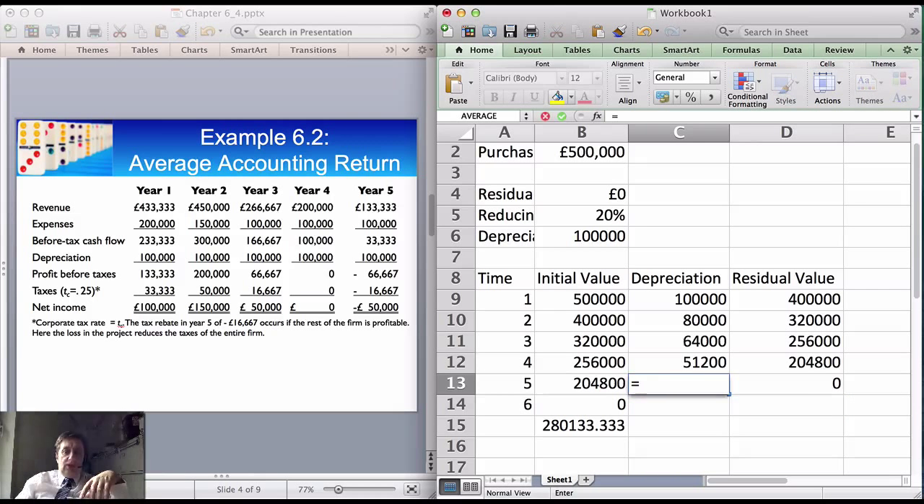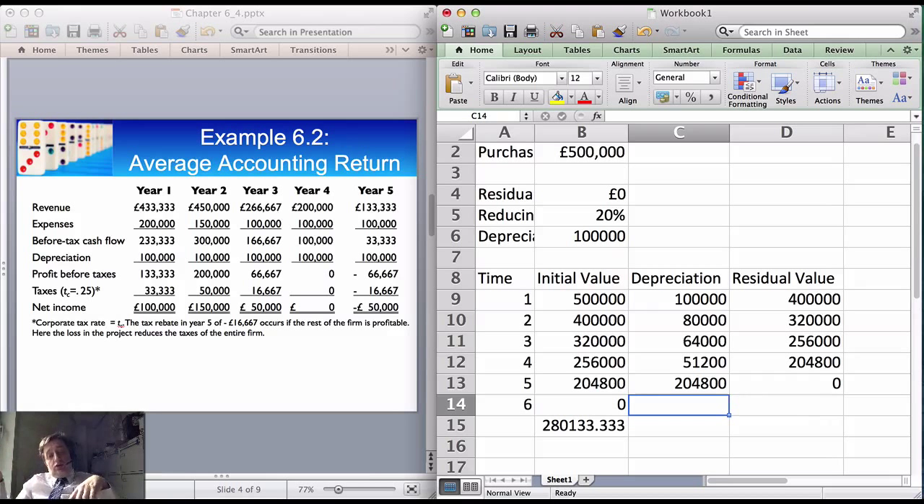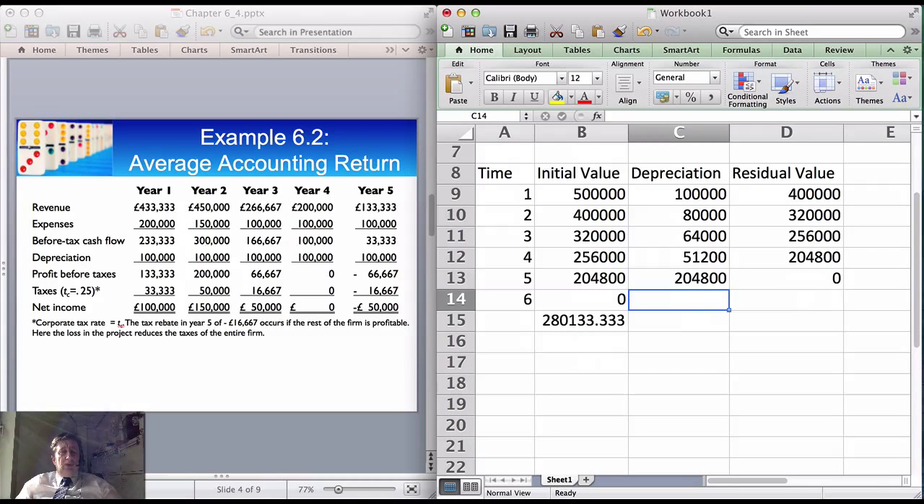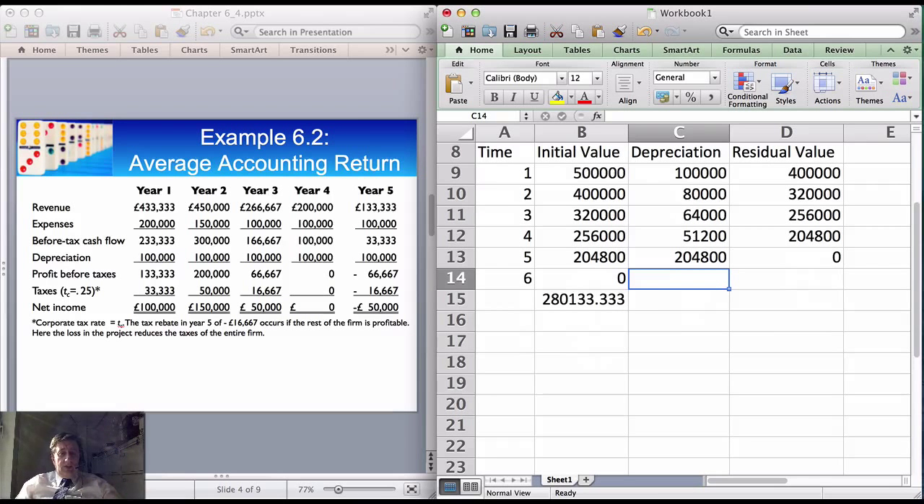And so the depreciation in the last year is simply the difference between the residual value that you set, which we've said is going to be 0 because there's no resale value, and the initial value for year 5. In that case, in the last year, depreciation is 204,800. So the depreciation changes over time when you've got reducing balance, and that has an impact on your income statement. And what we're going to do now is go through and redo the income statement.